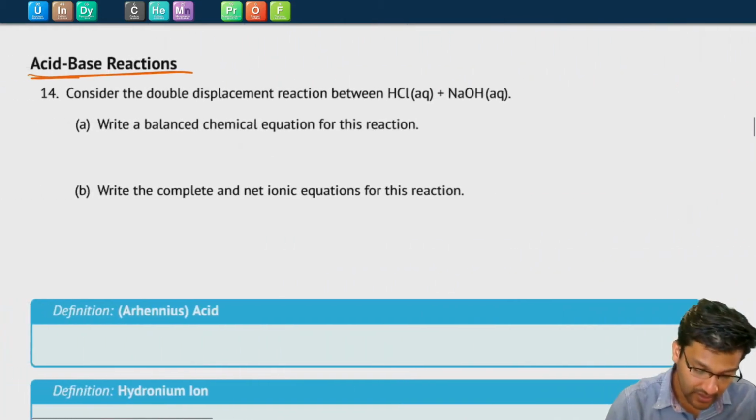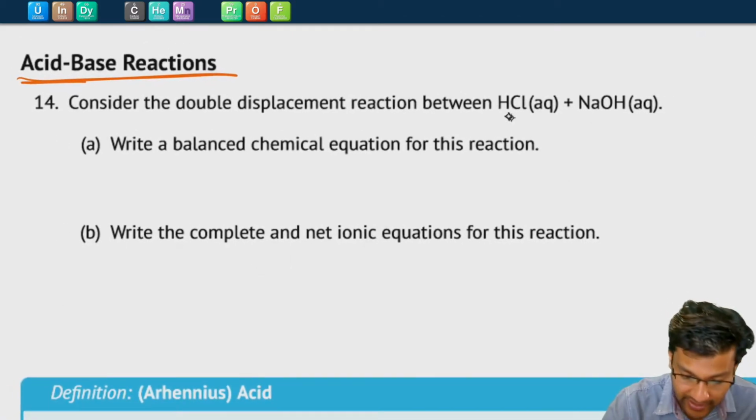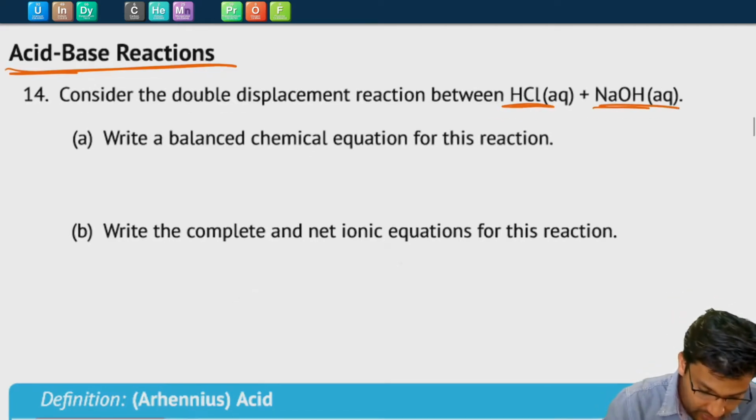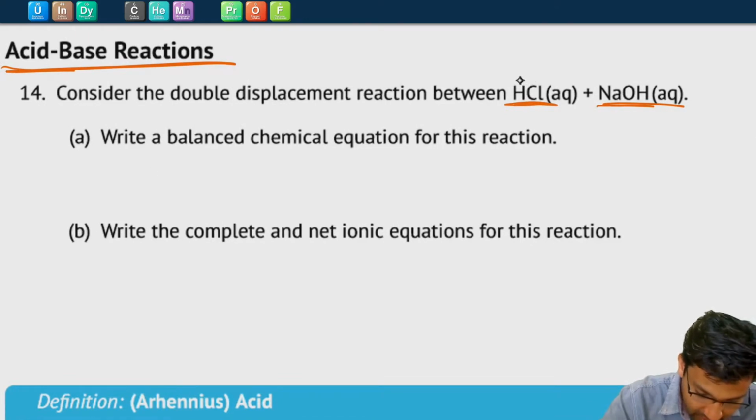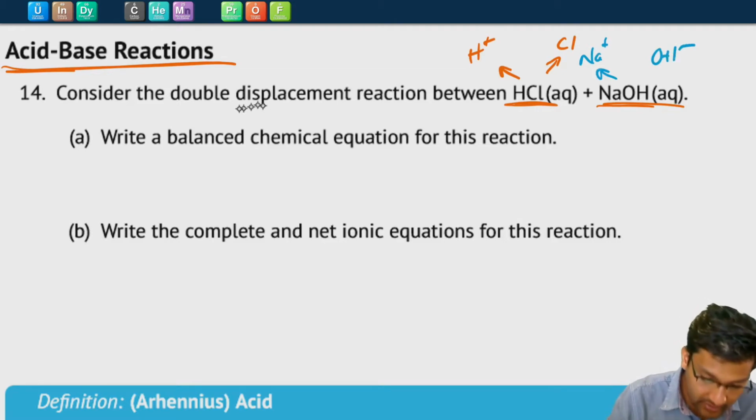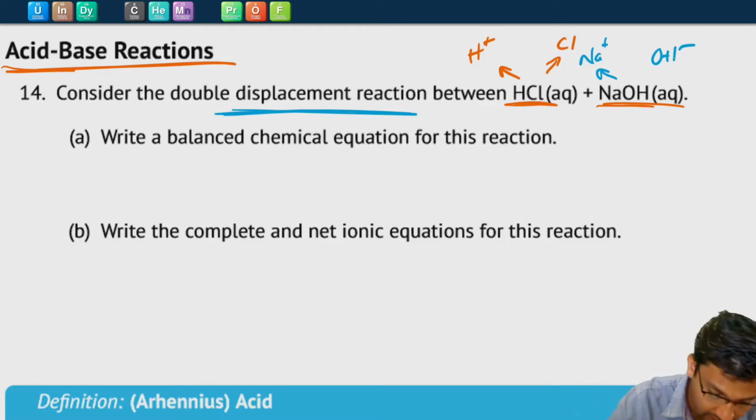Let's get into it. To start, let's look at a simple reaction between two ionic compounds, HCl, hydrochloric acid, and NaOH, sodium hydroxide. If we were to write the balanced chemical equation for this, we know that HCl breaks apart into H plus and Cl minus, whereas NaOH breaks apart into Na plus and OH minus. And so if you were to have a double displacement reaction, that's where the ions exchange, let's start with the Na ion from the sodium.